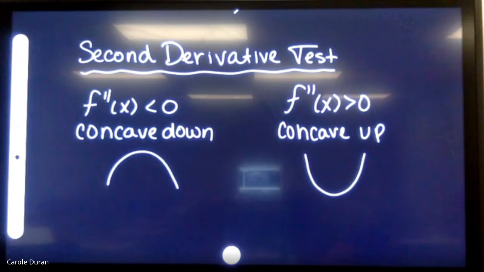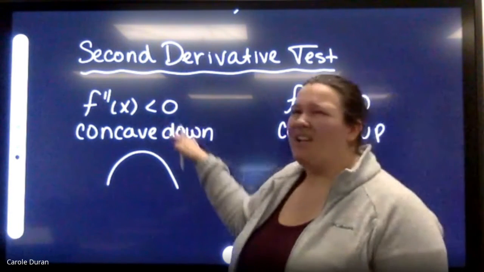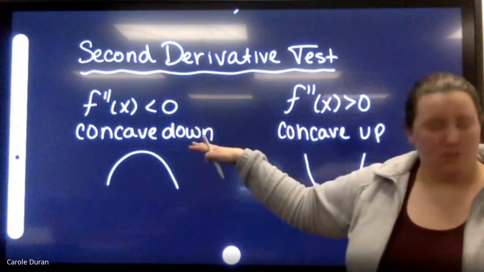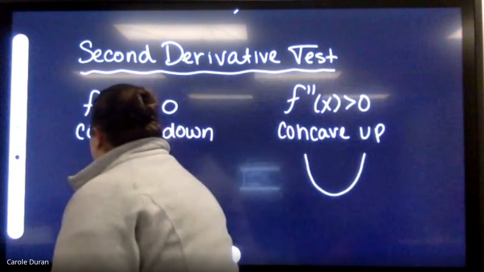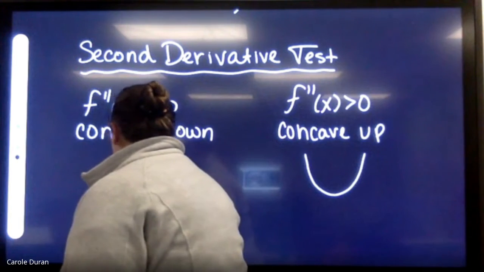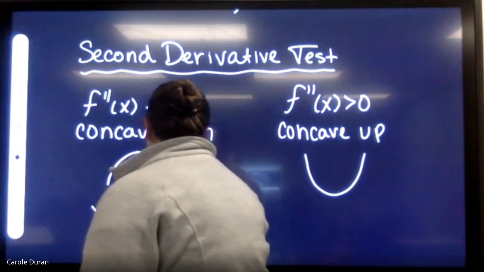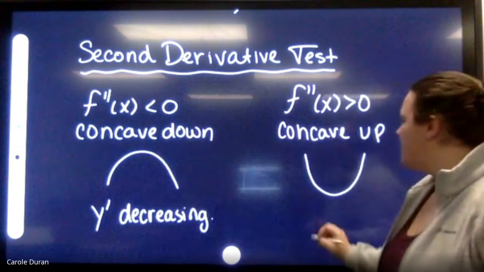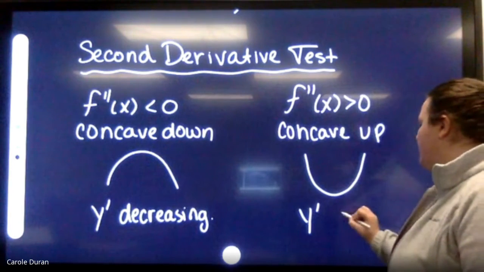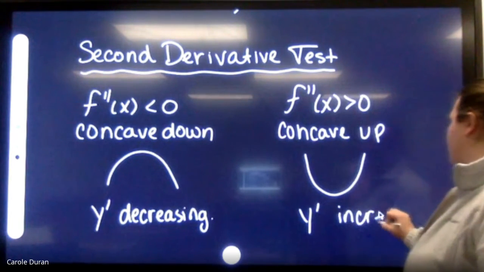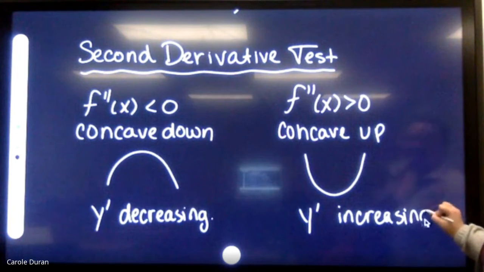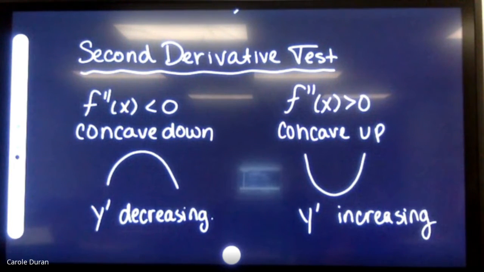This also connects to our first derivative. If I have a concave down section, that means my first derivative was decreasing. If I have a concave up section, that indicates that my first derivative was increasing. So there is a relationship between the first and second derivative.